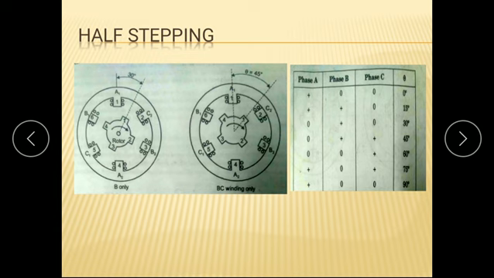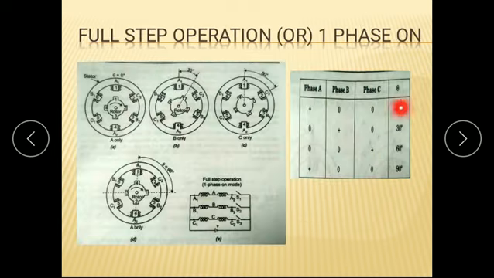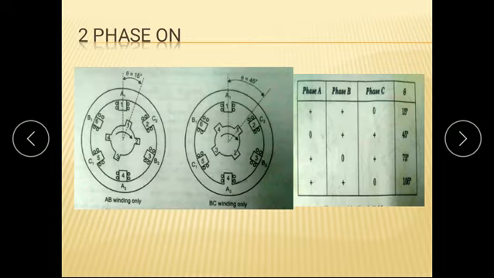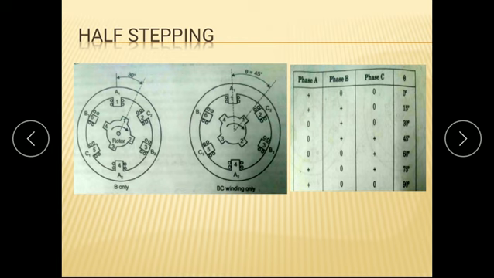The next is half stepping. Half stepping means we give excitation by mixing the two excitations, that is one phase on and two phase on. First excitation will be one phase on, and the second excitation will be two phase on. So you will get the truth table as 0, 15, 30, 45.